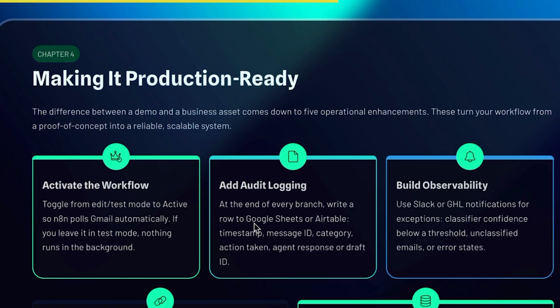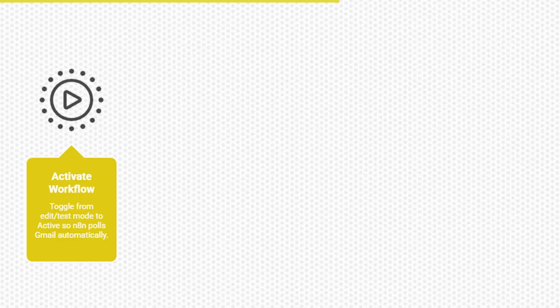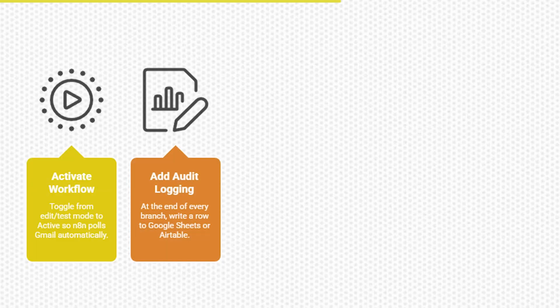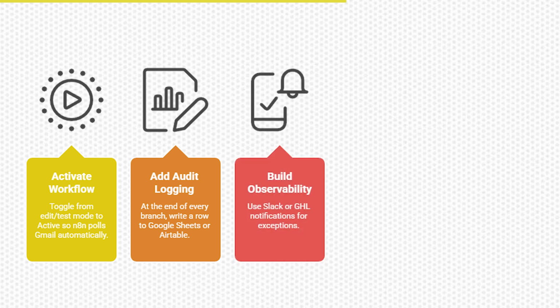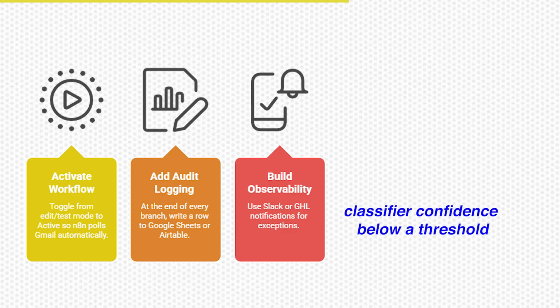The way to do this is by firstly activating the workflow, so toggle it. You want to add an audit log. At the end of every branch, write a row to Google Sheets or Airtable, whatever you use, with timestamps, message IDs, and categories. You want to build observability. Ideally use Slack. We use Slack a lot for exceptions, classifier confidences below a threshold, or unclassified emails with error states.